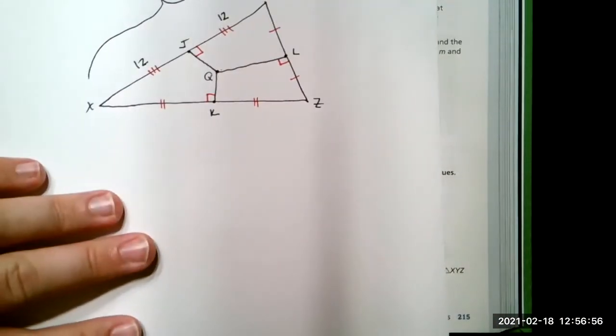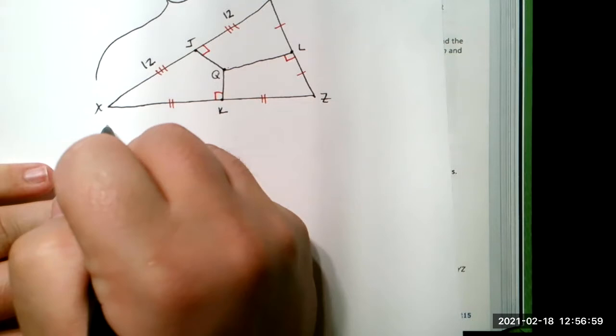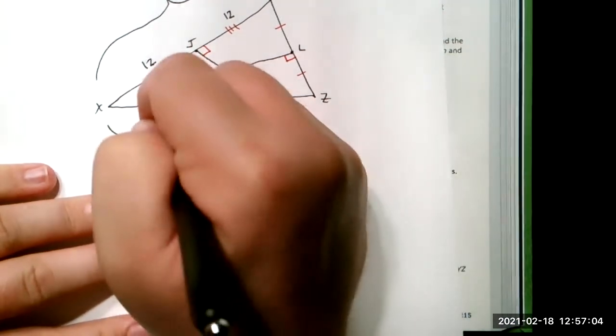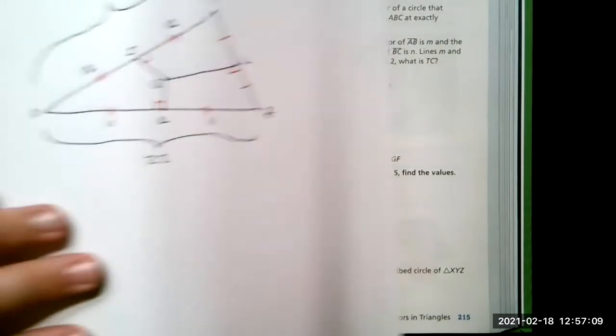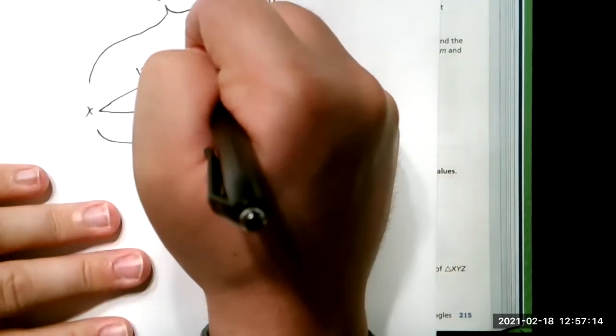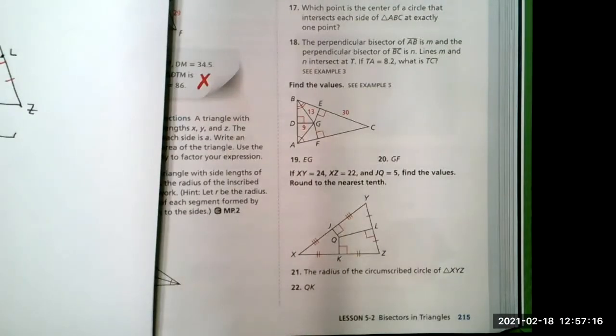XZ is 22. XZ, that's the bottom. So the entire thing is 22. So that means that that's an 11, that's an 11. JQ is 5. JQ, so that's this piece right here. They're calling that 5. Okay. Find the values, round to the nearest tenth. So find the values. Number 21, the radius of the circumscribed circle of triangle XYZ.